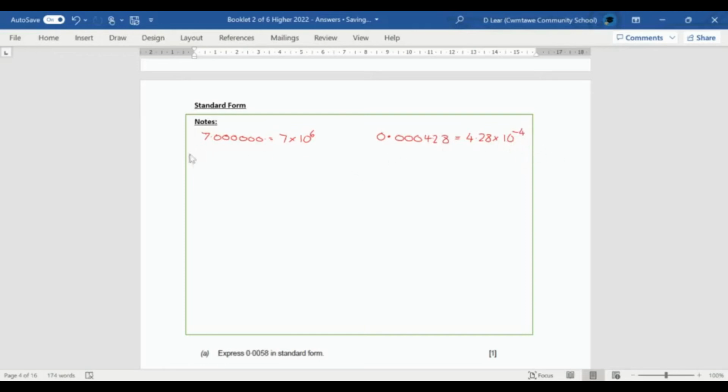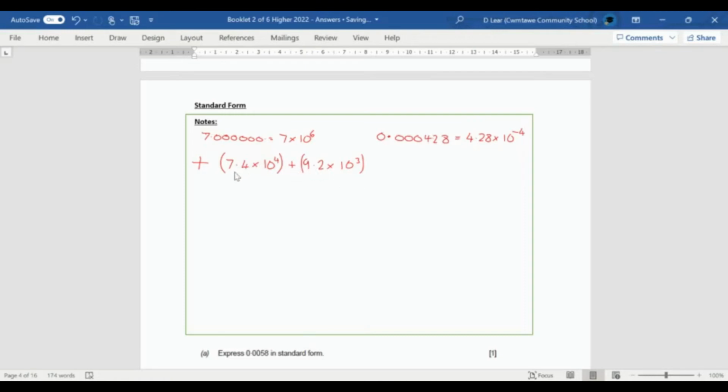Okay, how to add with standard form. So let's say I had to add 7.4 times 10 to the power 4, and I had to add to that 9.2 times 10 to the power 3. I guess sometimes they put these in brackets. Don't be put off. It's not like brackets in BODMAS or expanded brackets. It's just to show the two different bits of standard form need to be added together.